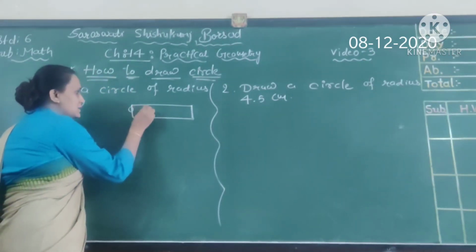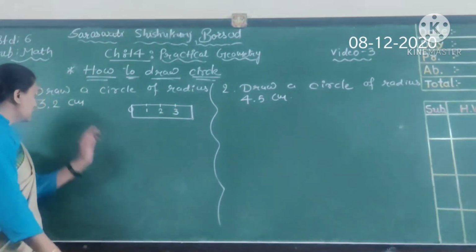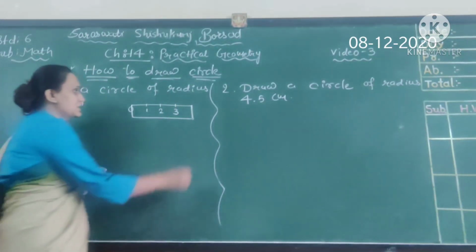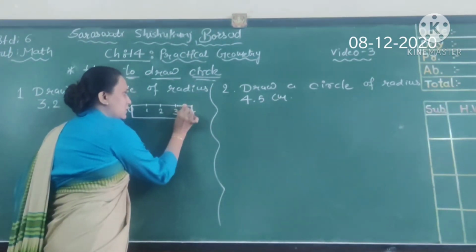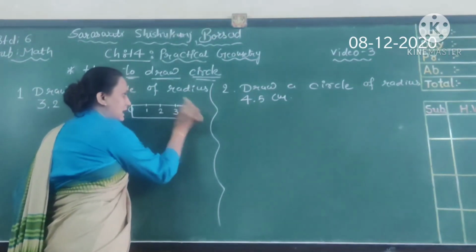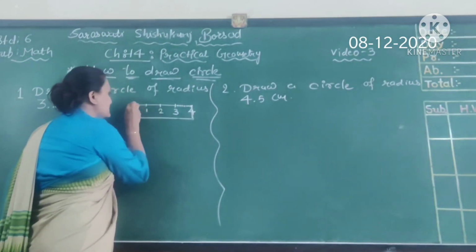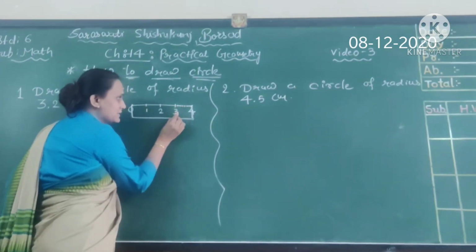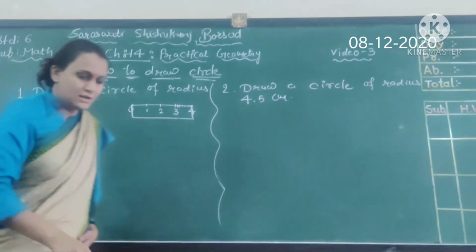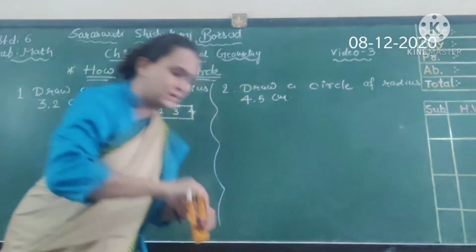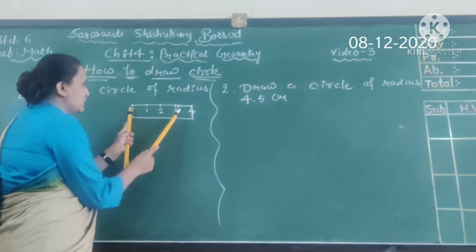Okay. On the ruler here, 0, 1, 2 and 3. We want a measure of 3.2, which means here 4 is there. So 1, 2, 3, 4, 5, 6, 7, 8, 9 and 10. So we have to take a measurement from 0 to 3.2, which means this is 3, this is 3.1 and this is 3.2. Clear? So with the help of ruler and compass, we have to take a measure from 0 to 3.2 like this.